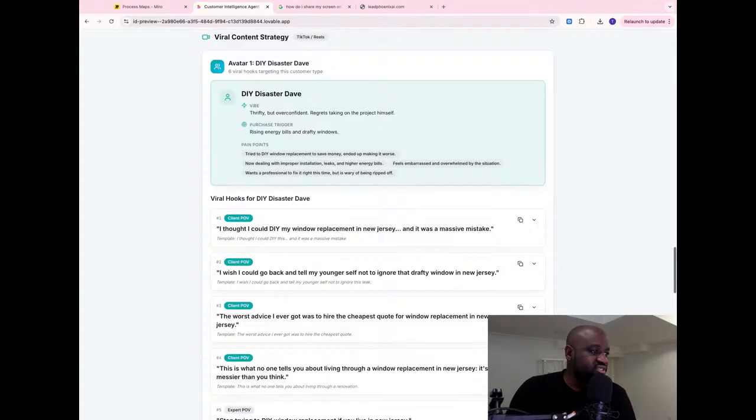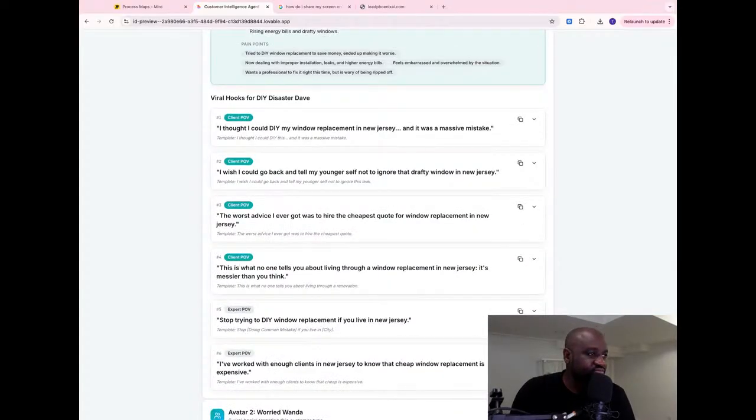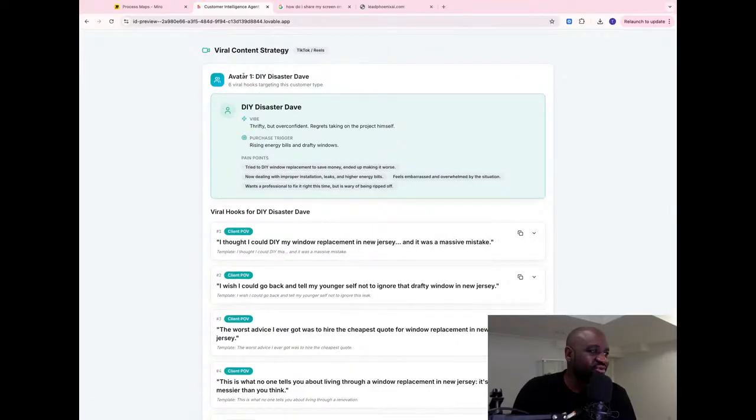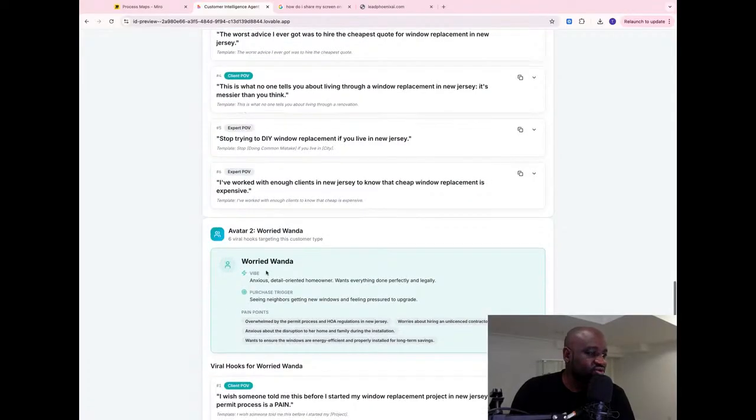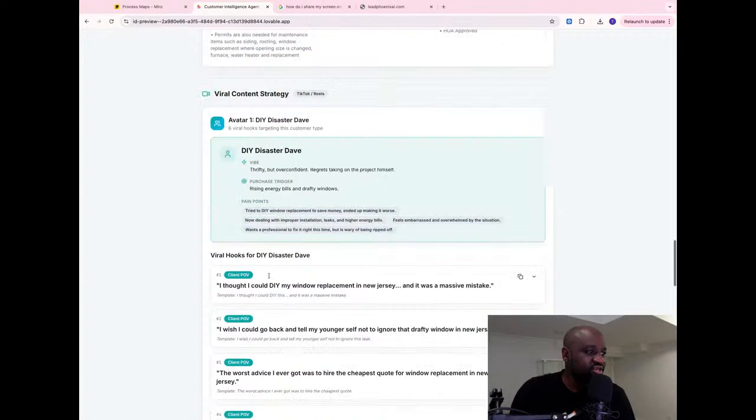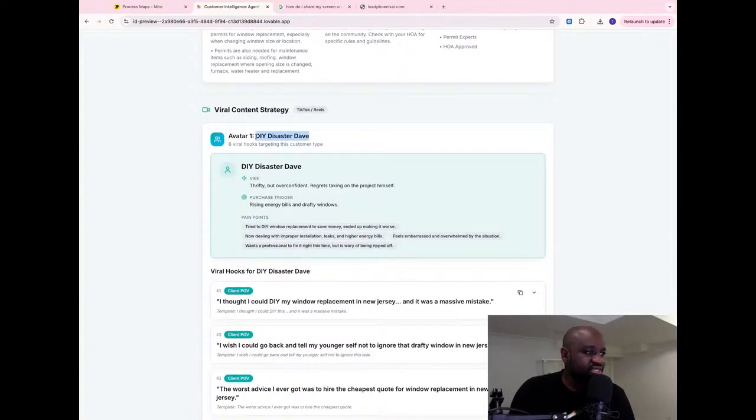So this is actually the most important part, right? So we've got these avatars. We've got one, two, three avatars here, right? The first one is DIY Disaster Dave, right? Thrifty but overconfident, and he regrets taking on the project himself. He doesn't want to do it himself. And this is what he's thinking about. His pain point is he's tried to DIY this and messed it up, right?